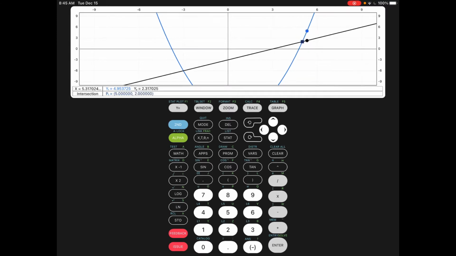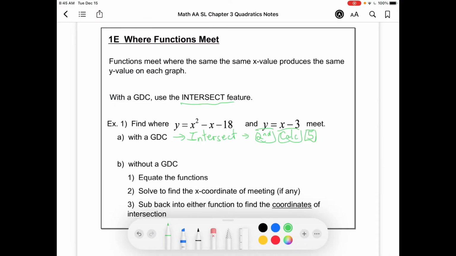And then it will tell you the point of intersection. So yours should pop up saying x equals 5, y equals 2. That's telling you that the point of intersection is the point (5, 2), or one of the points of intersection. So I can write that down. One of them is (5, 2).